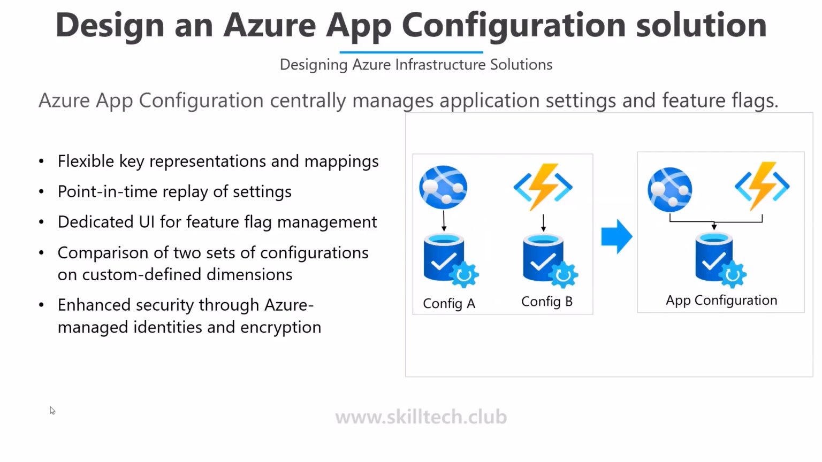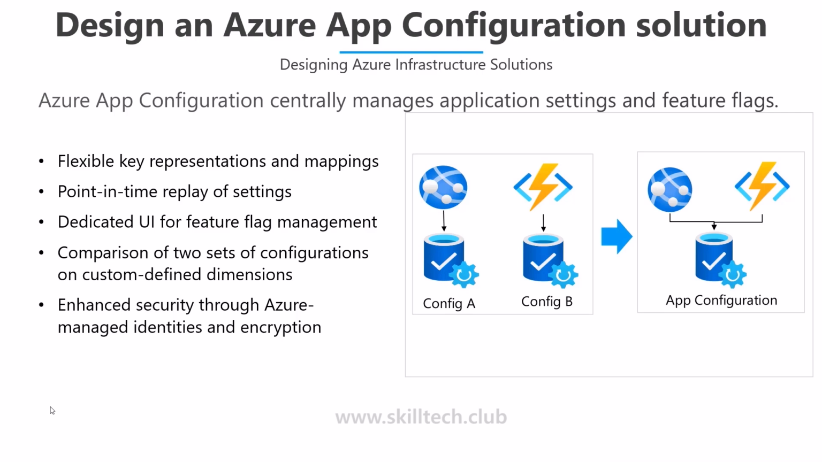We have to focus on Azure App Configuration. This app configuration centrally manages our application settings and feature flags. Maybe you want to configure your database, maybe you want to specify the connection string, maybe you have some key-value pairs which you want to map with your application. This app configuration is going to have multiple choices of configuration which you can use there.